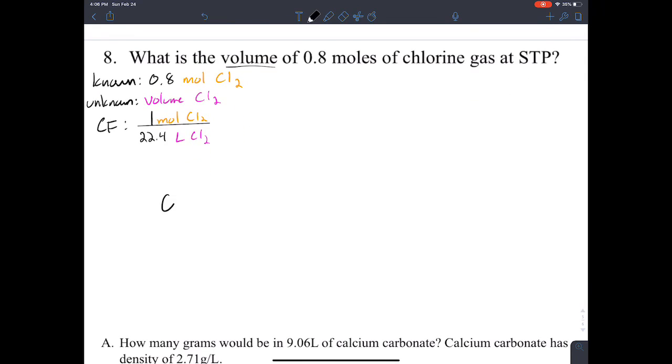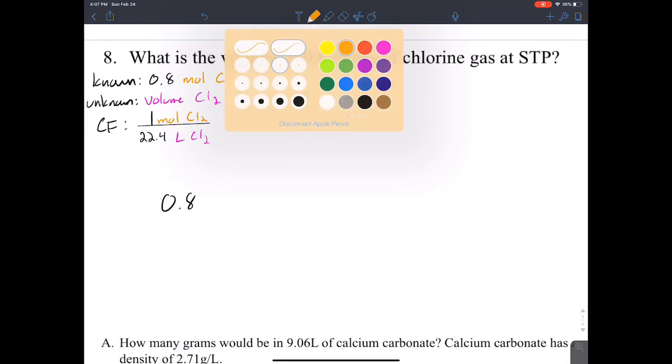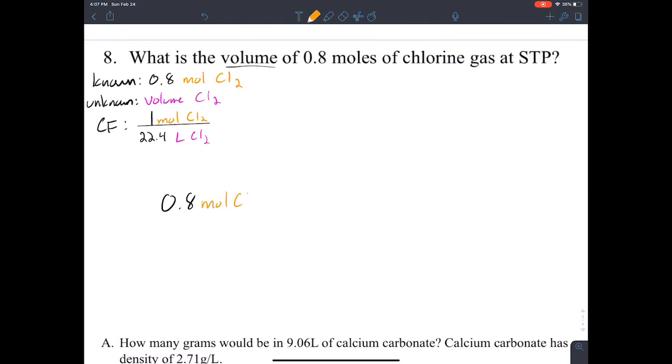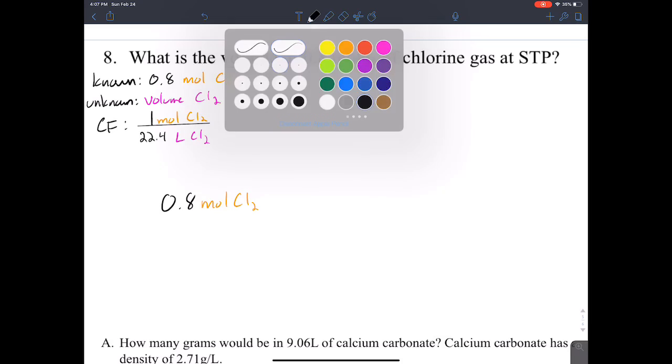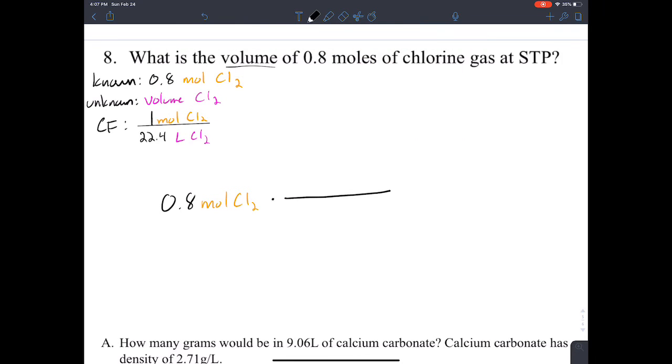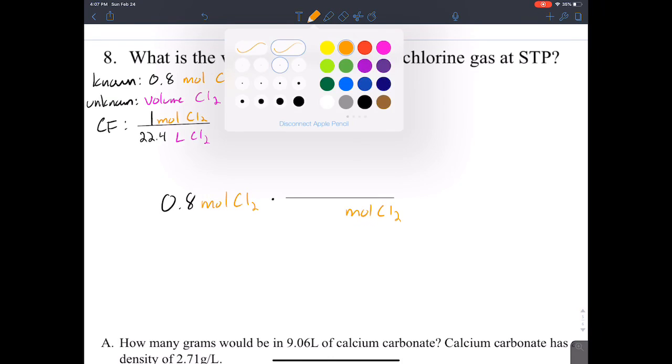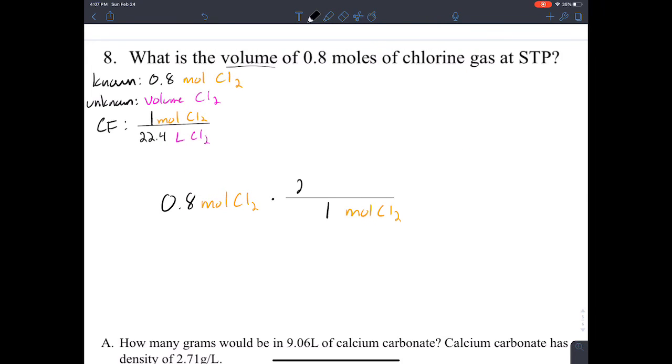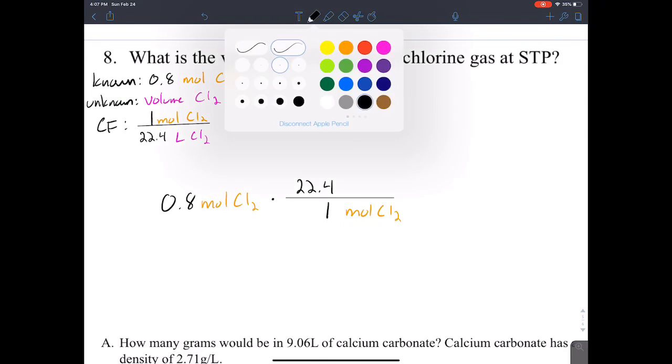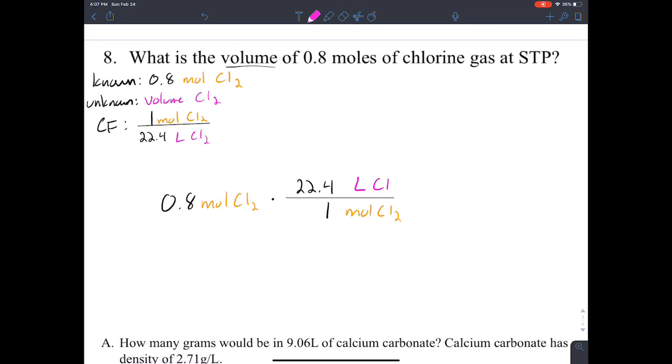So our known, 0.8 moles of Cl2, multiplying that by conversion factor. Okay, and we need to drop moles of Cl2 like it's hot to get rid of it. Okay, so it's 1 mole Cl2 for every 22.4 liters of Cl2. So my moles are going to cancel, and I'm going to do 0.8 times 22.4.